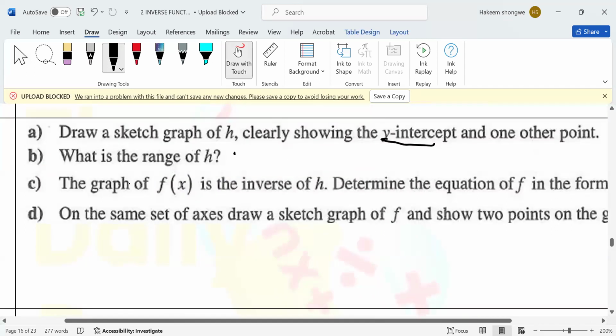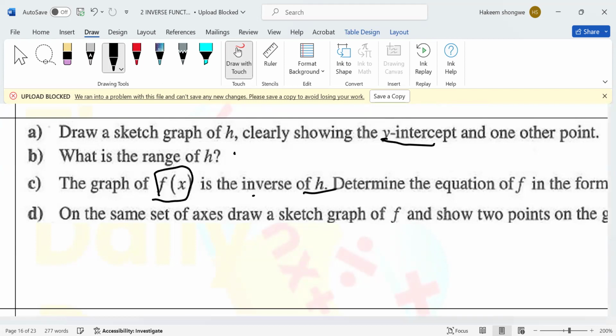They say the graph of f of x is the inverse of h. Determine the equation of f of x. We know about inverse. Remember, we have number c. We have y, which is going to be 1 all over 2 to the power of x. We want the inverse, which is f of x. So what are we going to do? x is going to be equal to 1 all over 2 to the power of y.